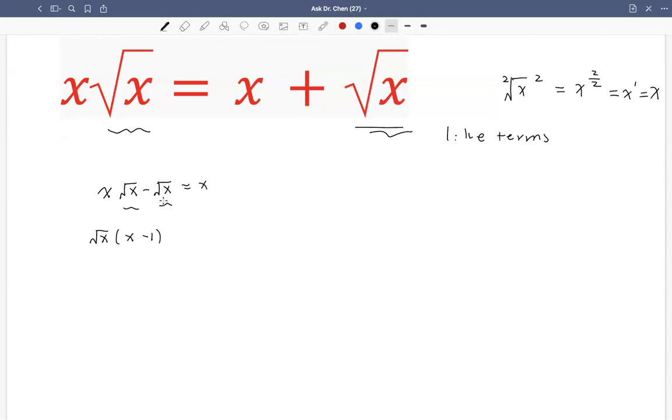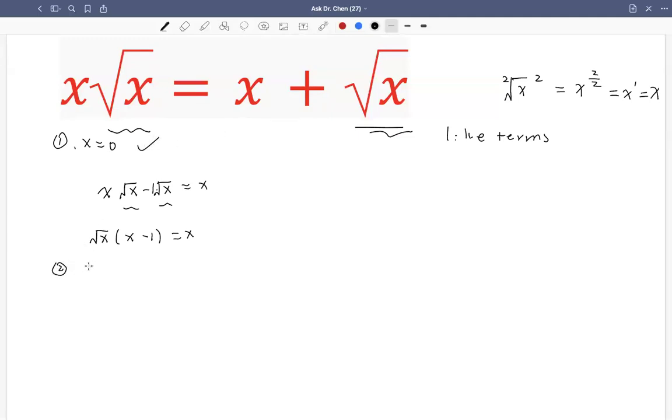We get x minus 1. Where does this minus 1 come from? Because by default, square root of x is 1 square root of x. Then equals x. Now we observe one solution is 0, right? If x is 0, we get 0 equals 0. So x equals 0 is one solution.